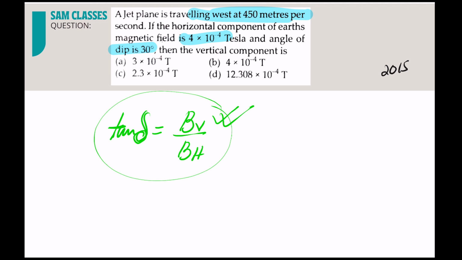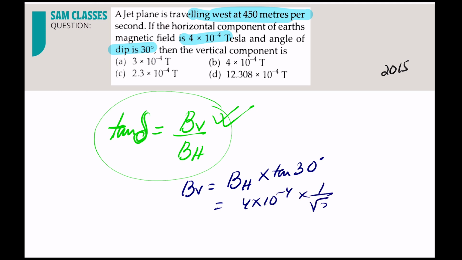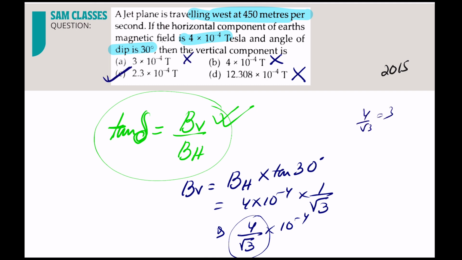That's it. What else? We don't need anything. They've already given me the horizontal. So vertical is equal to what? Earth's horizontal into tan of 30 degree. Correct. So that is equal to 4 into 10 power minus 4 into 1 by root 3. Now here a lot of people will start solving. Sir, 4 then divided by this, all that. Why? See, 4 by root 3 definitely can't be 4. So first option wrong. 4 by root 3 has to be less than 4. So again wrong. 4 by root 3 can't be exactly equal to 3. Correct, wrong. So it has to be this value.